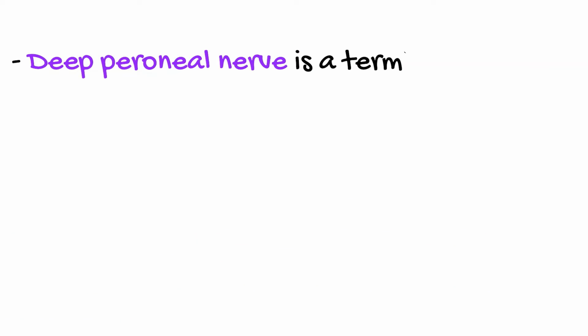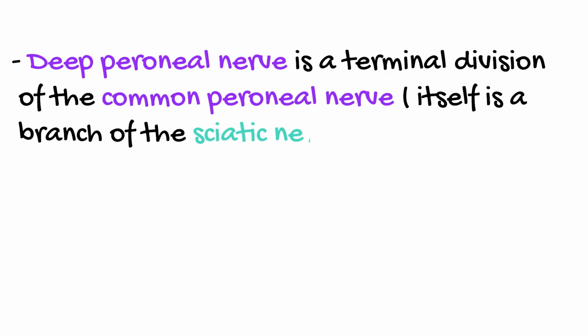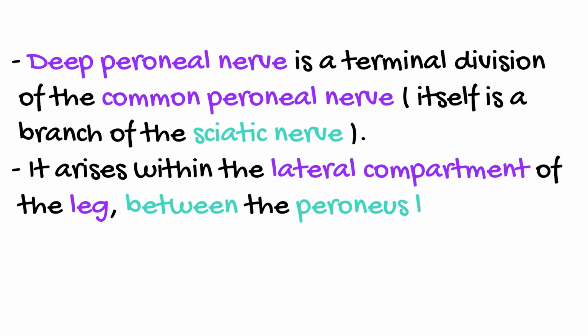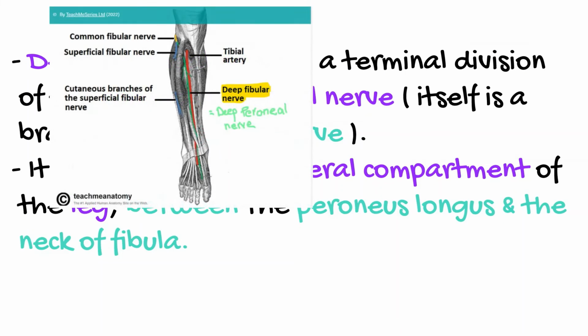Deep peroneal nerve is a terminal division of the common peroneal nerve. It is itself a branch of the sciatic nerve. It arises within the lateral compartment of the leg between the peroneus longus and the neck of the fibula. As illustrated.